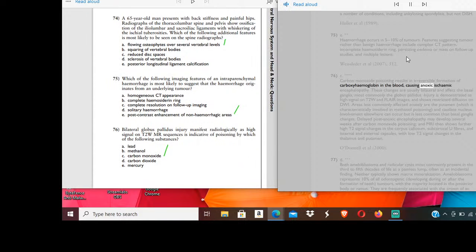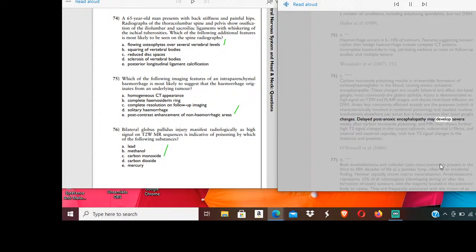Carboxyhemoglobin in the blood causes anoxic ischemic encephalopathy. These changes are usually bilateral and affect the basal ganglia, most commonly the globus pallidus. Injury is demonstrated as high signal on T2W and FLAIR images, and shows restricted diffusion on DWI. Areas less commonly affected acutely are the putamen, which is characteristically involved in methanol poisoning, and caudate nucleus. Involvement elsewhere can occur but is less common than basal ganglia changes.